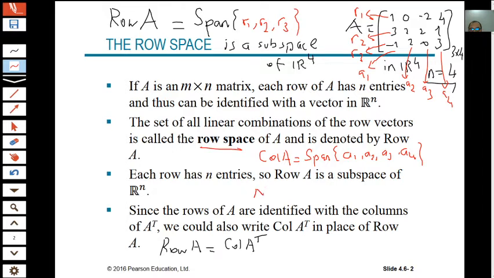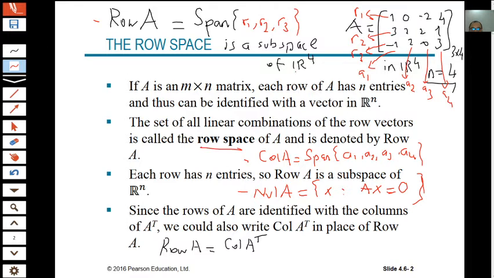And the null space of the matrix A is the collection of all vectors, let's say x, such that they satisfy the homogeneous equation here, where the matrix A is the coefficient matrix. Okay, so we have three special subspaces: column space, null space, and row space.